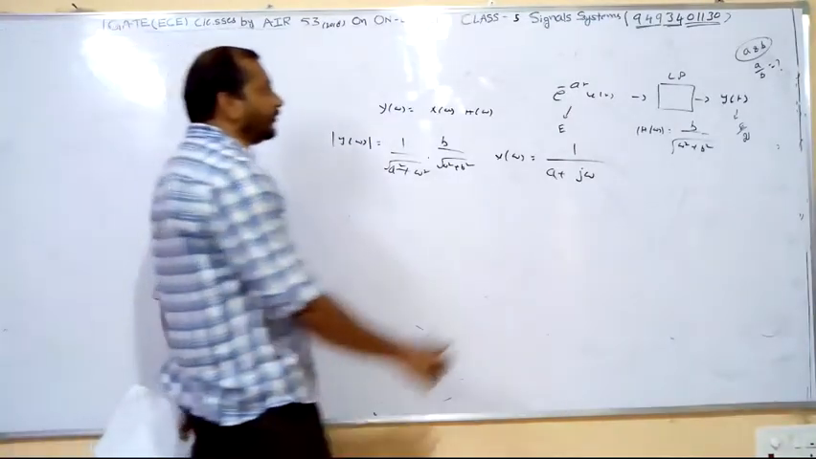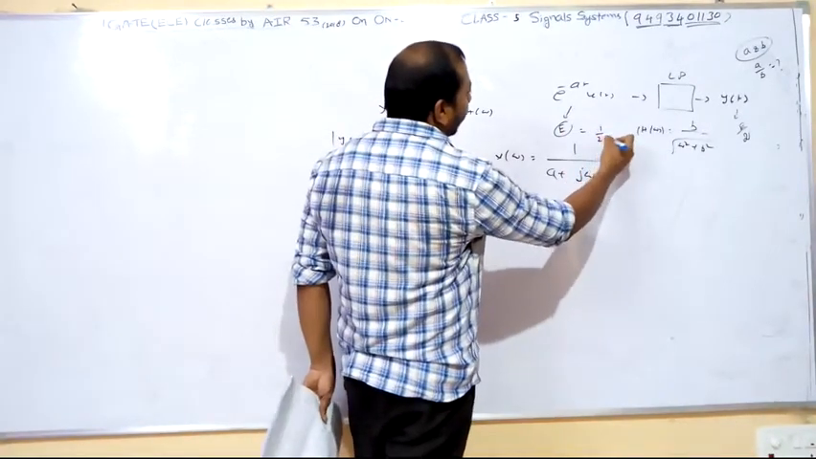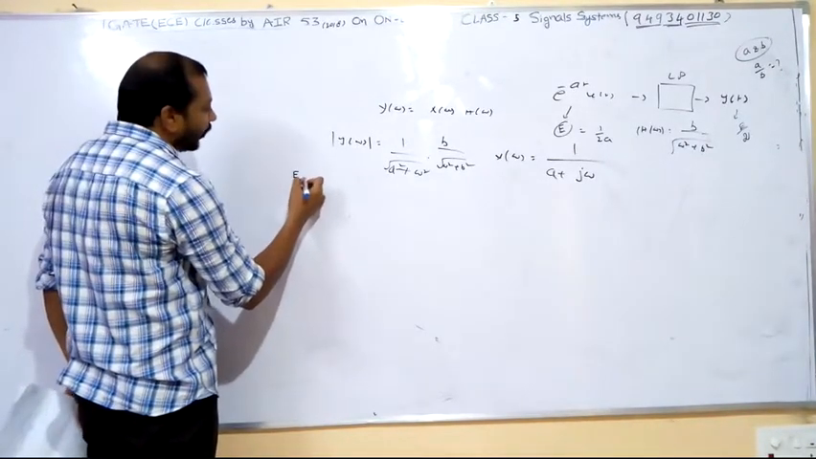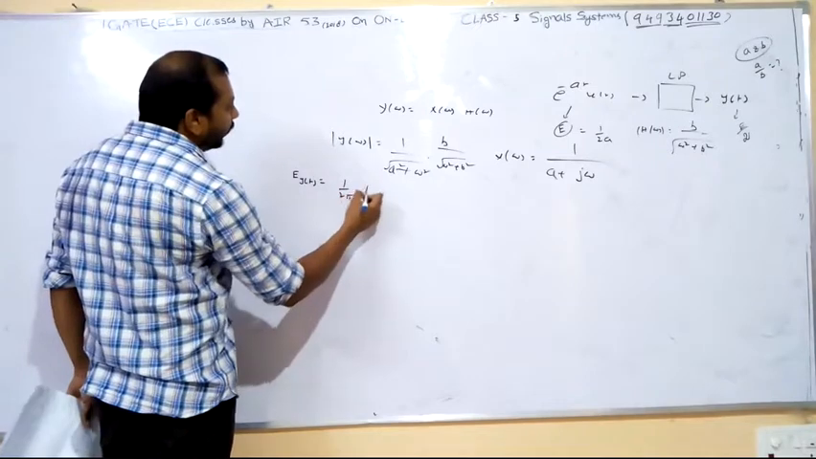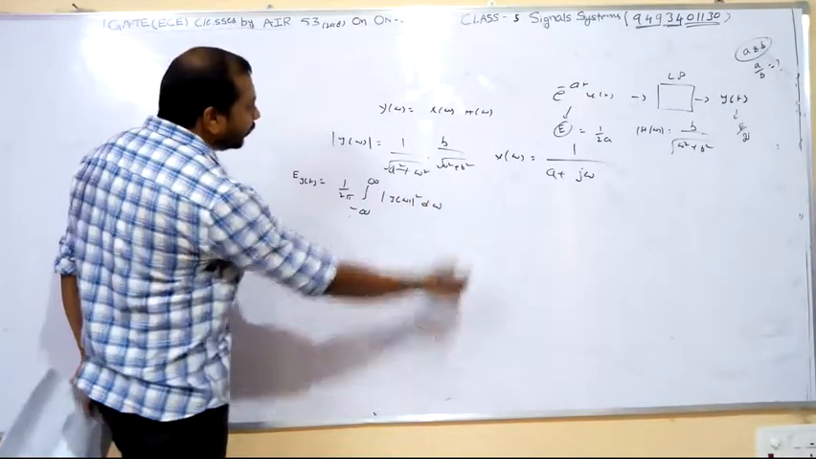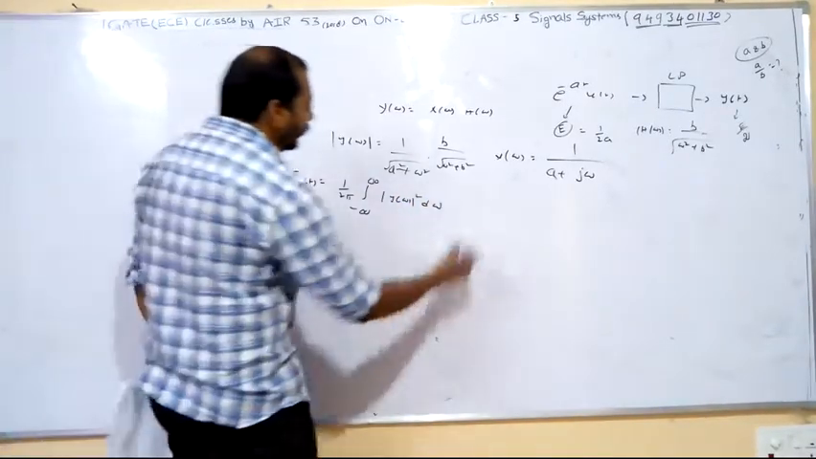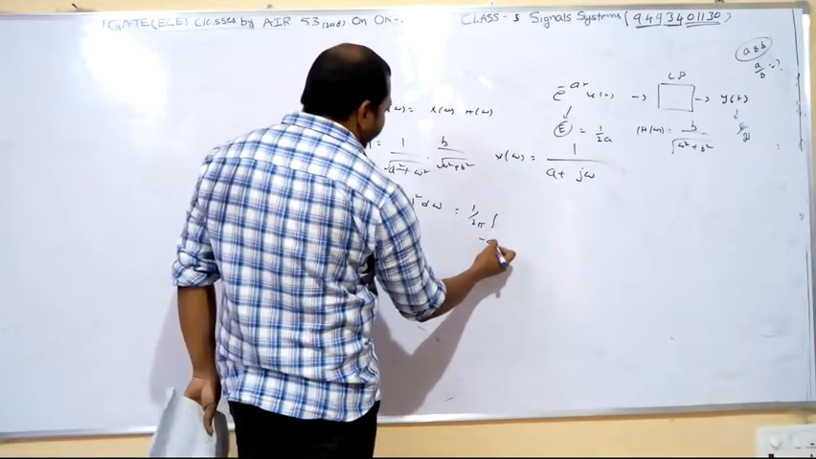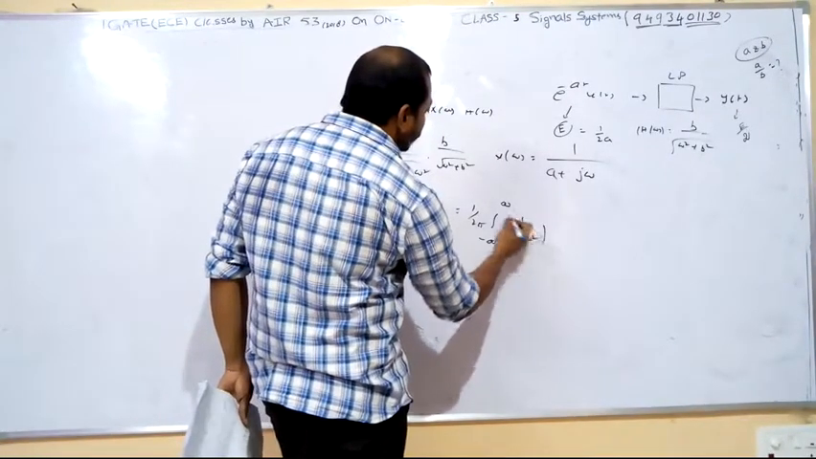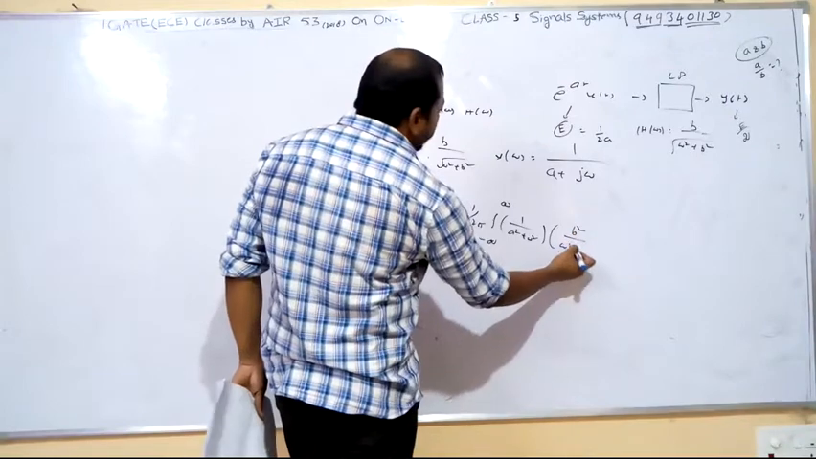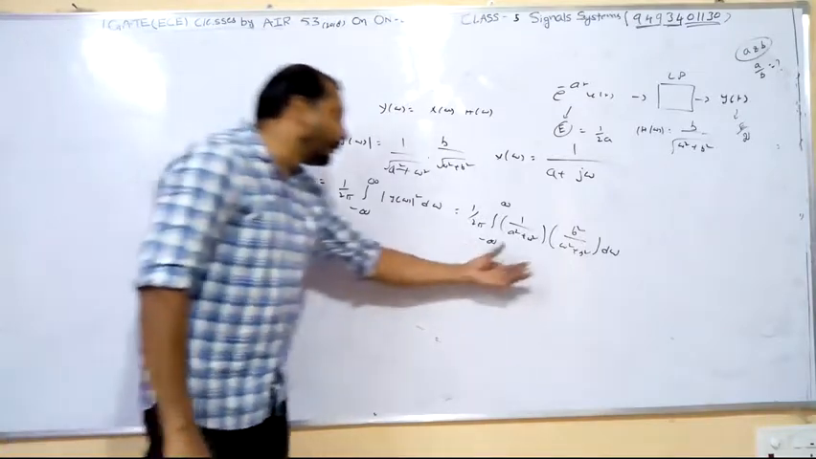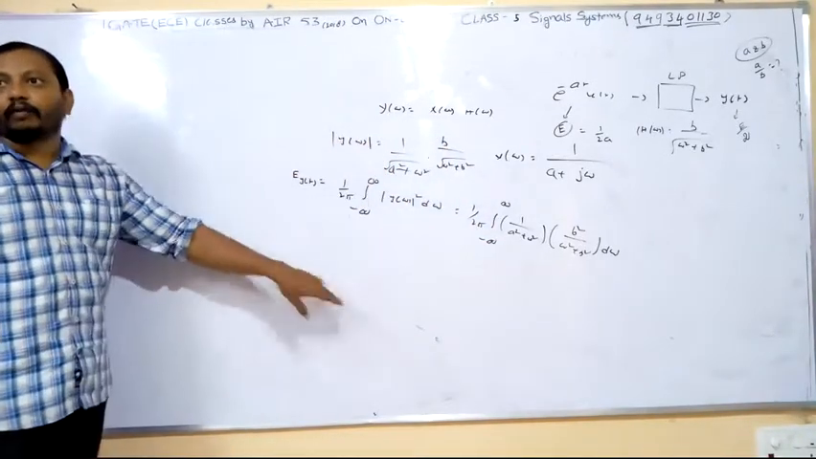Now what you want here is energy. The energy of the input signal, as you know, is 1 by 2a. The energy of the output signal is 1 by 2 pi times the integration from minus infinity to infinity of magnitude of Y of omega whole square d omega. That is the ESD property. So this value is 1 by 2 pi integration from minus infinity to infinity of 1 by (a square plus omega square) into B square divided by (omega square plus B square) d omega. I have taken this question for the calculation of this value.